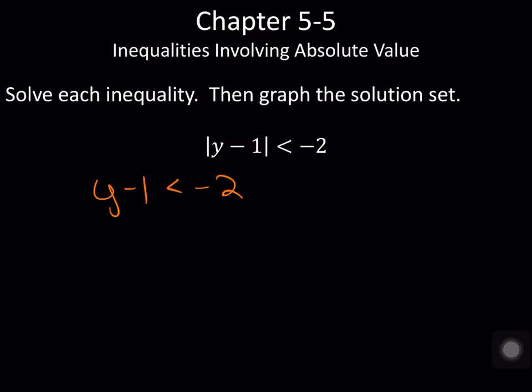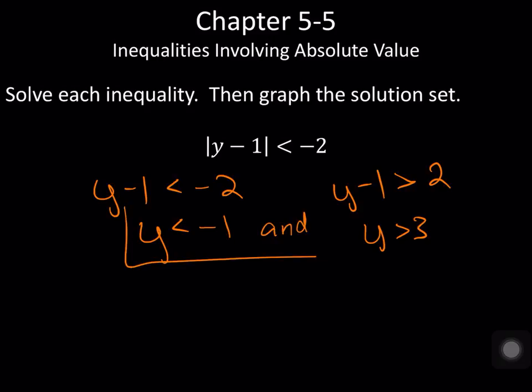And then we'll set it up again where we flip the inequality and change the sign on the other side, right? It was a negative before, now we're going to change the sign so we'll make it positive. And then we'll solve these two inequalities. So y less than, add 1 to both sides, and y greater than, add 1 to both sides. And again, less than has to be treated as if it's an and.